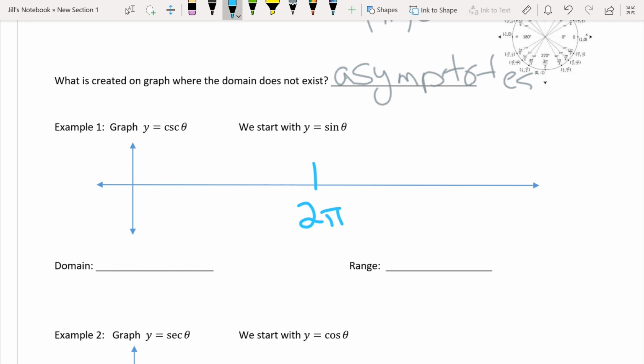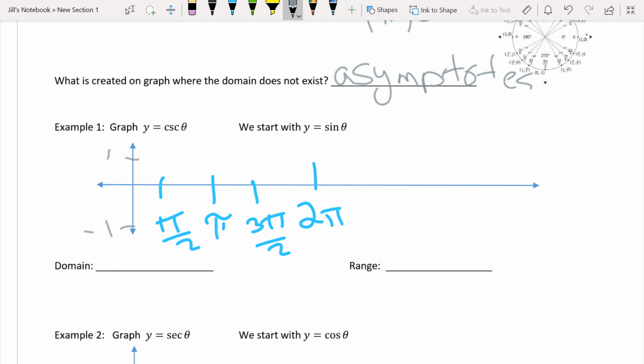Okay, and then we look at the 5 key points. We look at the midpoint, which would be pi. We look at the quarter point, which would be pi over 2. And then we look at 3 pi over 2. I should use a thinner pen. All right, and if we remember, the sine function goes as high as 1 and as low as -1.